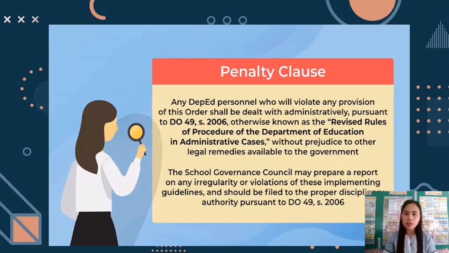The School Governance Council may prepare a report on any irregularity or violation of these implementing guidelines, which should be filed with the proper disciplinary authority pursuant to Department Order number 49, series of 2006.